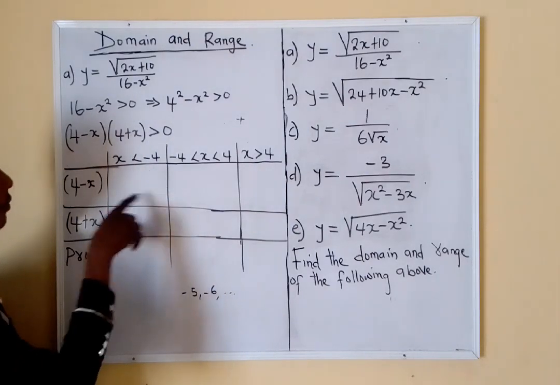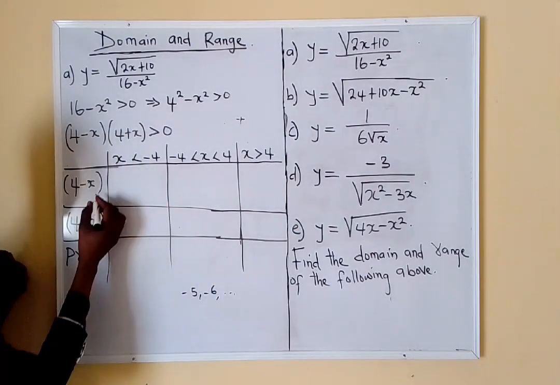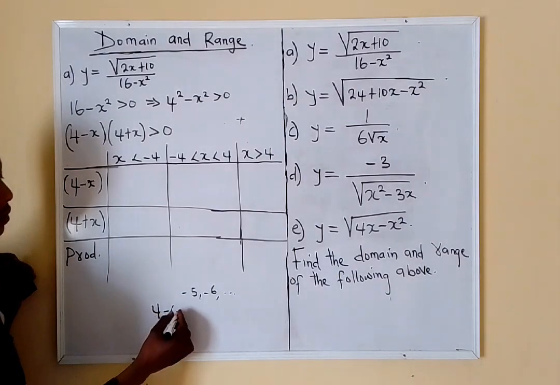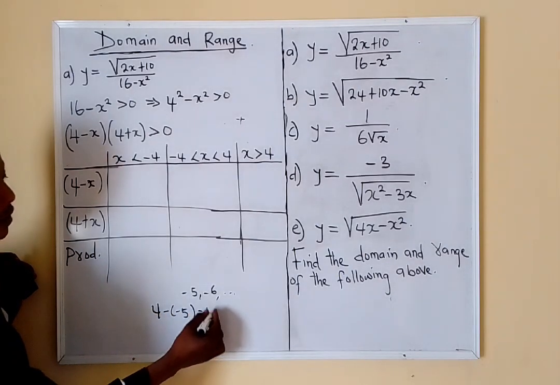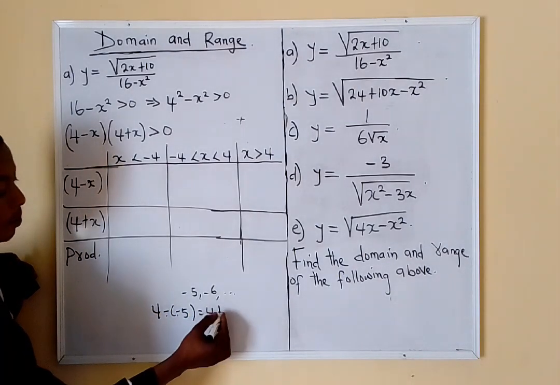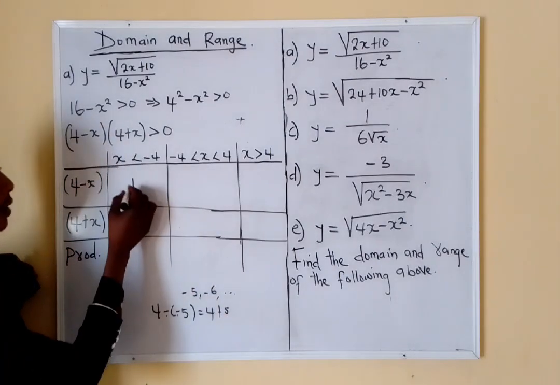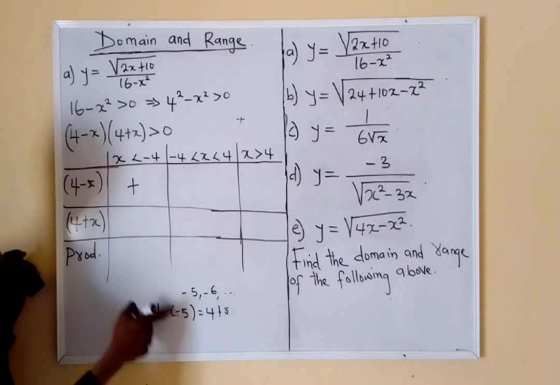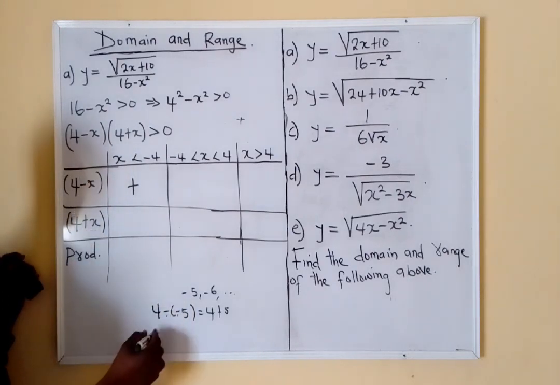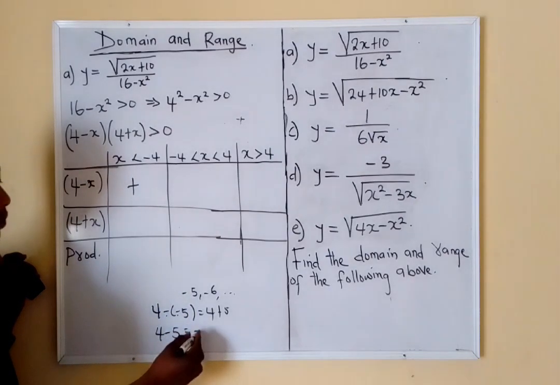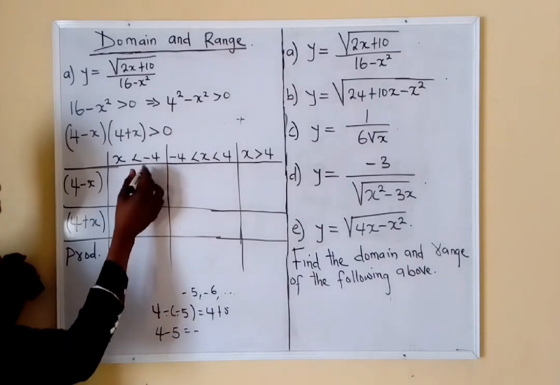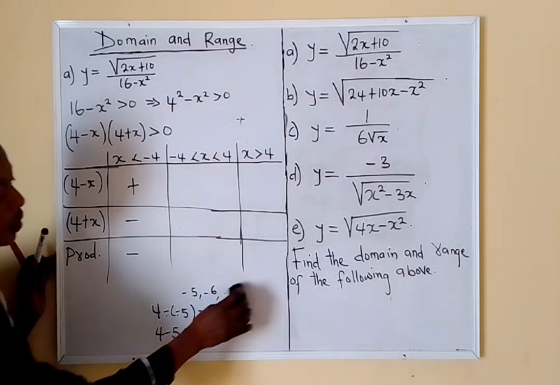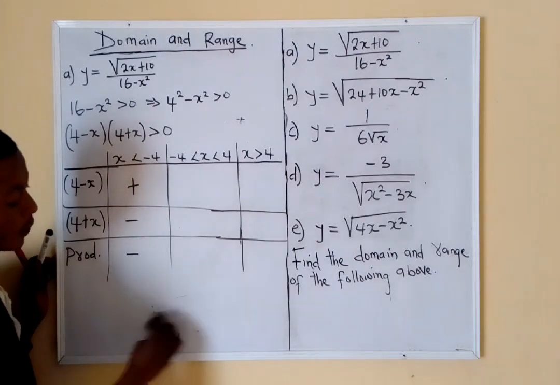If you substitute minus 5 for x here, it will be 4 minus 5, which is the same thing as 4 plus 5. So it's positive 9. If you use the same minus 5 and replace it here, it will be 4 minus 5, which is negative. Plus times minus is minus. Let's go to the second factor.